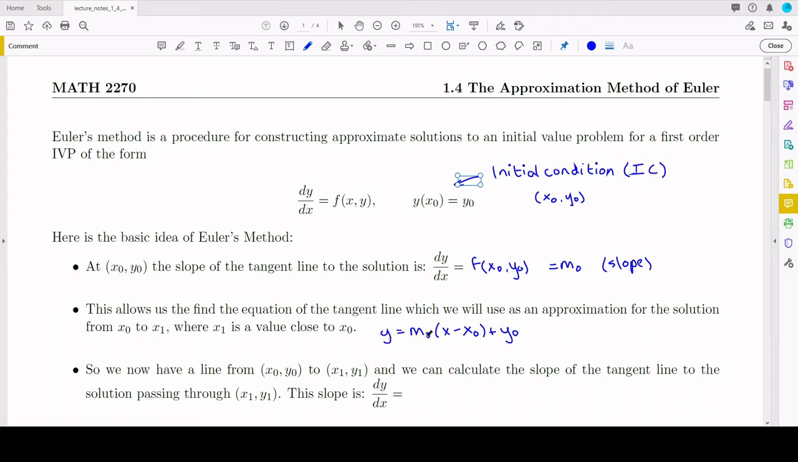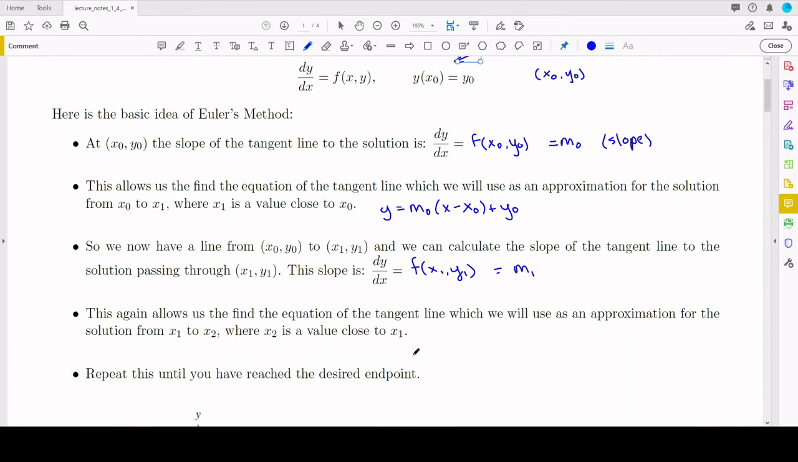So this tangent line will give us a line from x naught, y naught to x1, y1, and we can calculate the slope of the tangent line to the solution passing through x1, y1, and that slope is dy/dx equals f of x1 comma y1, right? And let's call this m1.